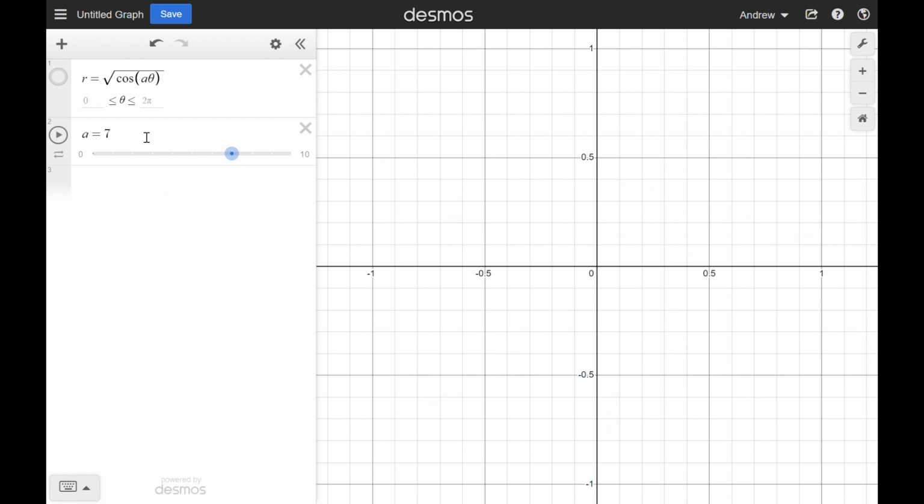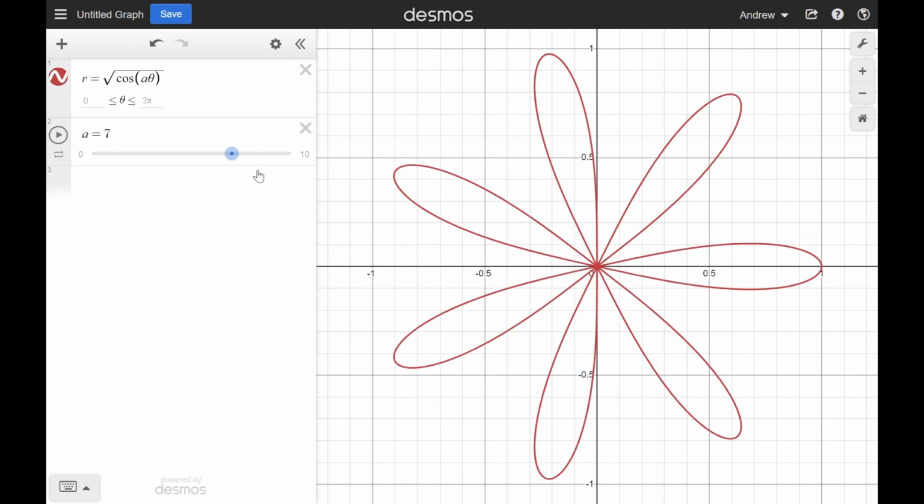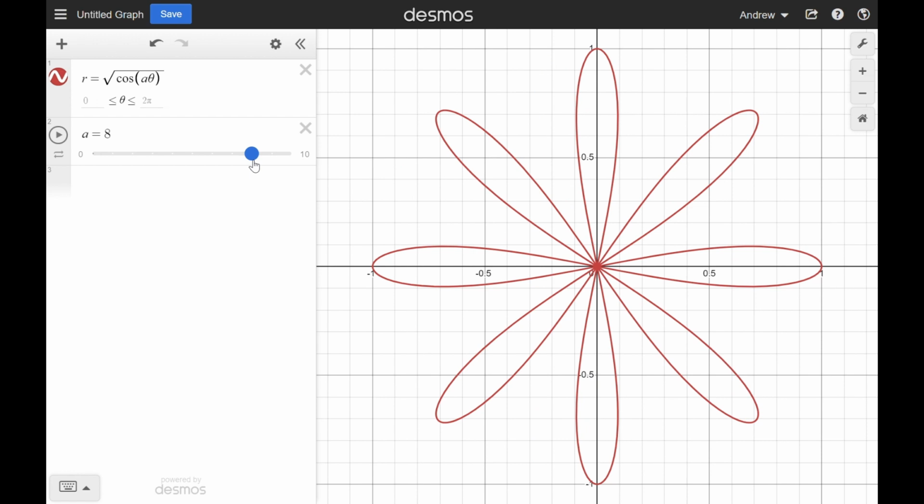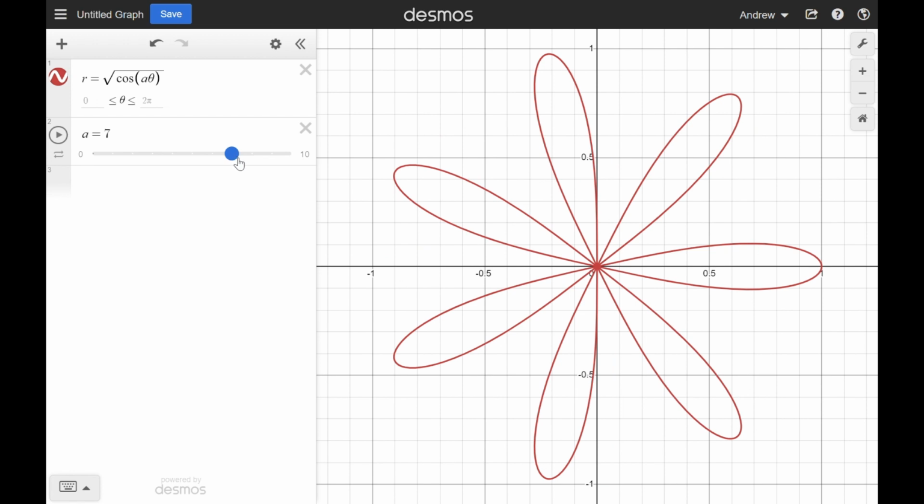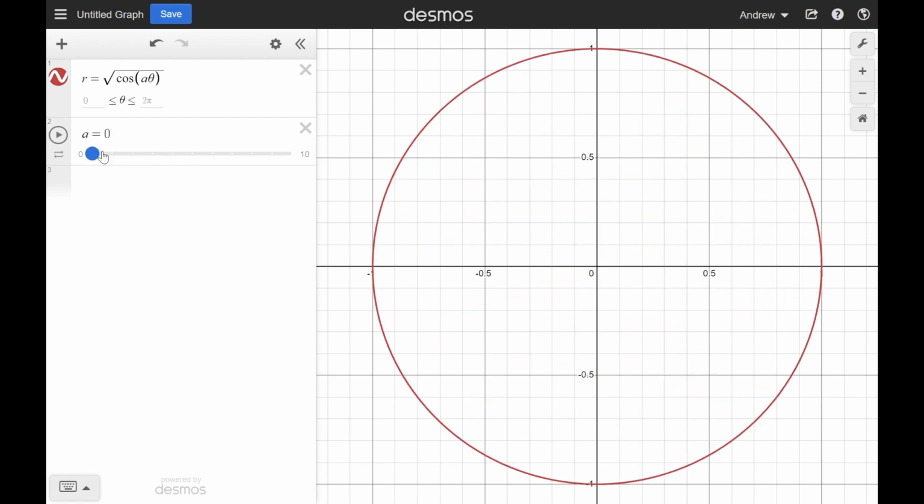Today we're looking at something slightly more interesting, in my opinion, and that's this right here, the lemniscate. So we're just going to be finding area and perimeter, or arc length if you want, of the lemniscate. Just a couple of things to note: whenever you set a equal to 0, you get a normal circle.